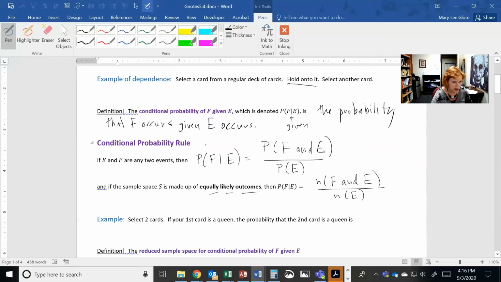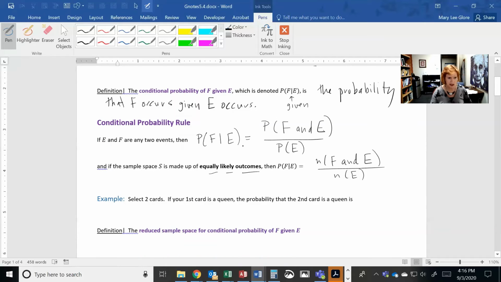Okay, so let's look at our example. If the first card is a queen, what is the probability that the second card is a queen? We call this the probability of Q2 given Q1. We'll talk about how to calculate this in a bit.